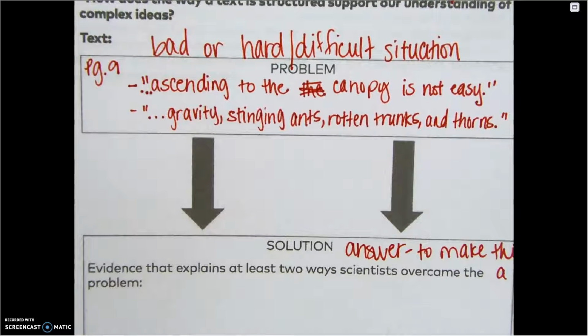So Michaela said that one of the problems is that ascending to the canopy is not easy. And then Braylon followed that up with a specific obstacle that they're having to face. They have to face gravity, chances of falling, stinging ants as they climb, rotten trunks, and then, of course, thorns. So that's the problem. The problem is that it's not easy to climb all the way to the canopy. I'm going to give you a minute to finish writing. When you are finished, please put your head down so I know who I'm waiting for.